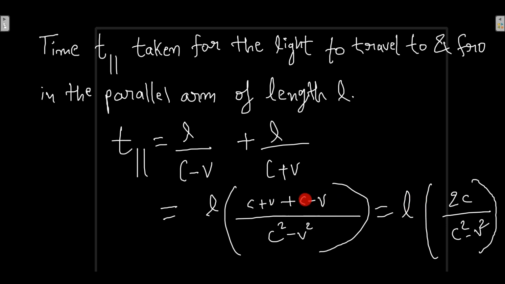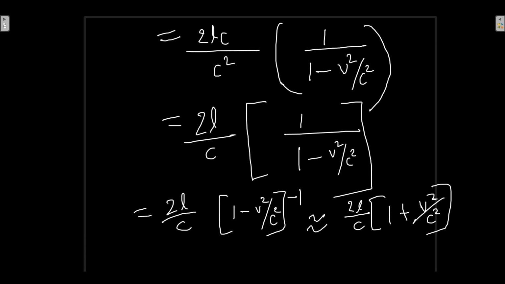C plus c will become 2c, and divided by c square minus v square. So this is the t parallel.